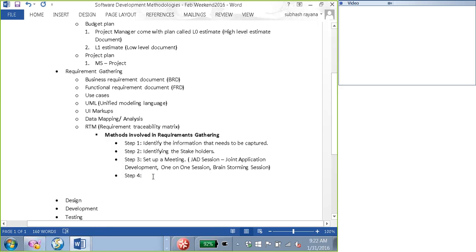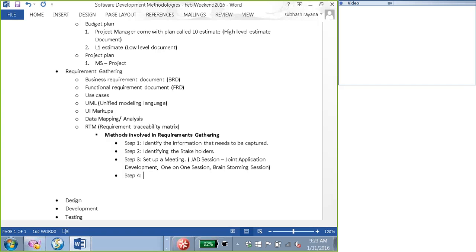Okay. Now, step 4 is setting up a meeting. Again, these meetings could be in a conference room, if everybody is physically joining the meeting, or the meetings could be via audio or video, depending.